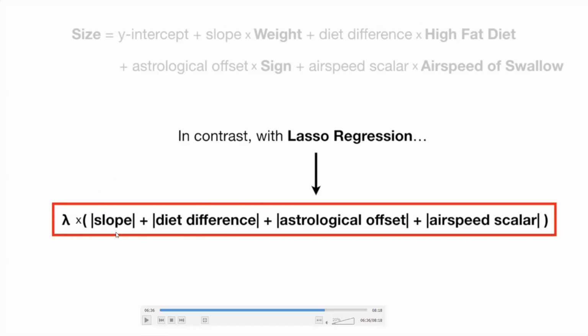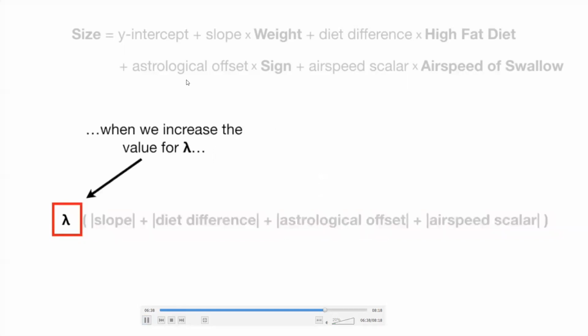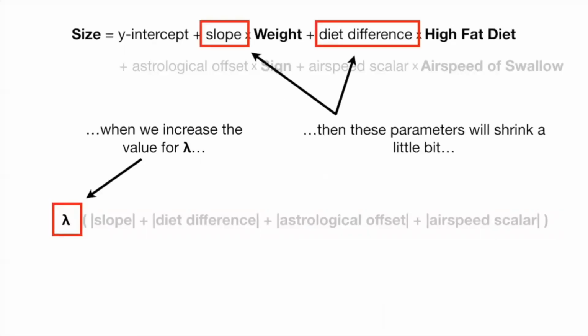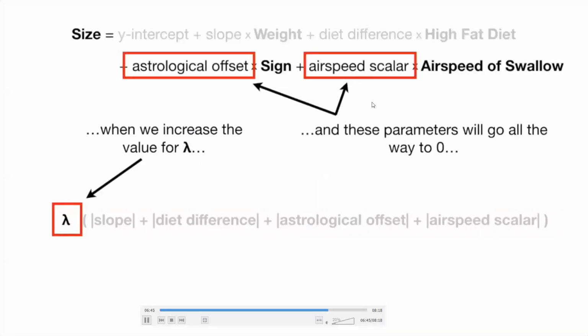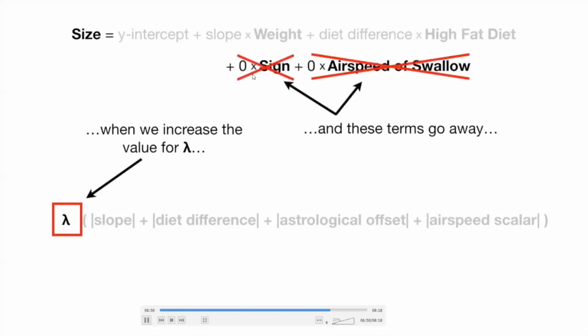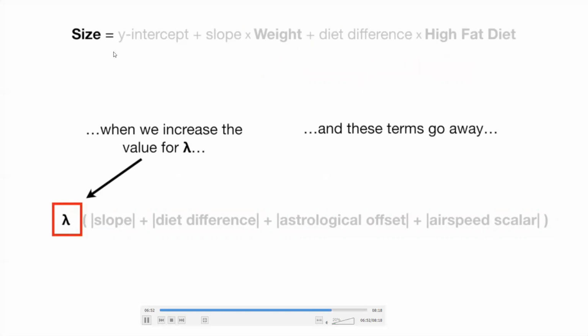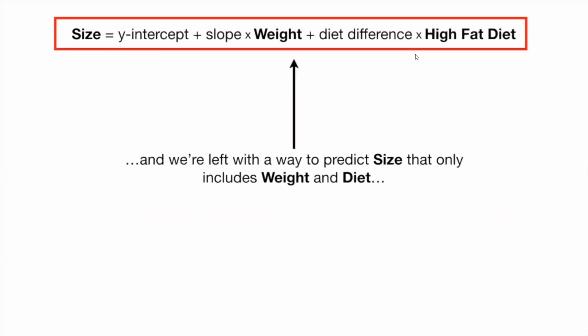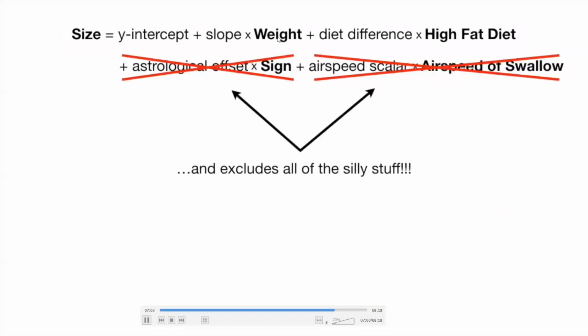In contrast, if we don't use the squared norm and just use absolute values, then we will see that these two scalars, astrological offset and airspeed scalar, will exactly go to zero. If we set a good value of lambda, then these two parameters will go to zero, and we will be left with a simple equation which says that size of animal is only dependent upon weight and high fat diet.